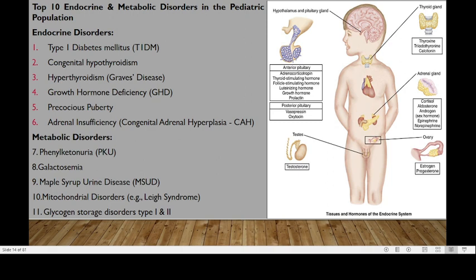Then on the metabolic disorders, we have phenylketonuria, abbreviated as PKU. We also have galactosemia. We have maple syrup urine disease, mitochondrial diseases like Leigh syndrome, and glycogen storage disease like type 1 and type 2.